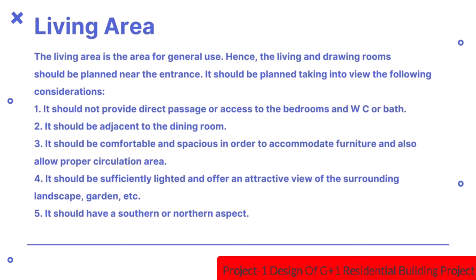The living area is the area for general use. Hence, the living and drawing rooms should be planned near the entrance. It should be planned taking into view the following considerations. It should not provide direct passage or access to the bedrooms and WC or bath. It should be adjacent to the dining room. It should be comfortable and spacious in order to accommodate furniture and also allow proper circulation area. It should be sufficiently lighted and offer an attractive view of the surrounding landscape, garden, etc. It should have a southern or northern aspect.